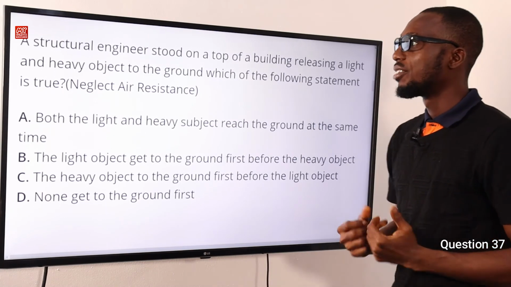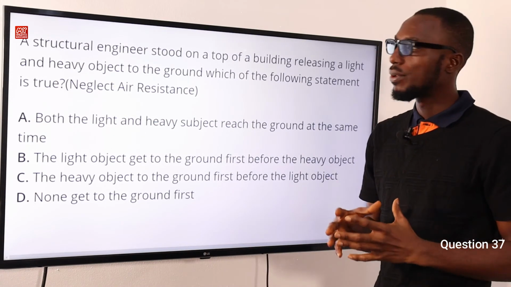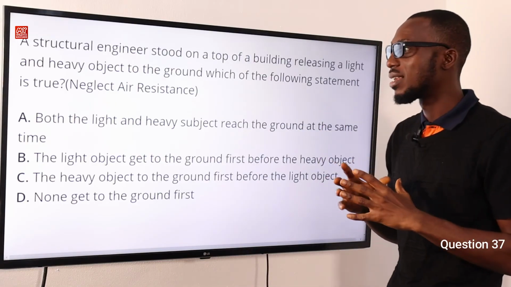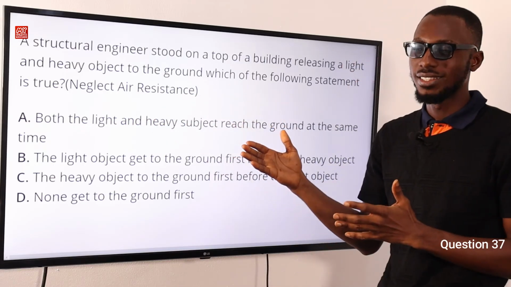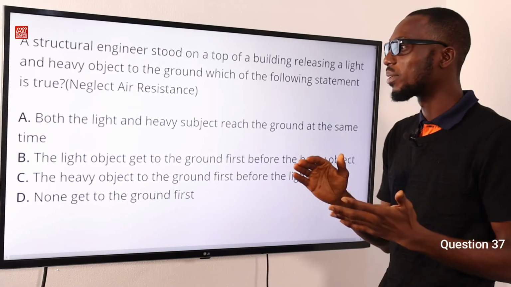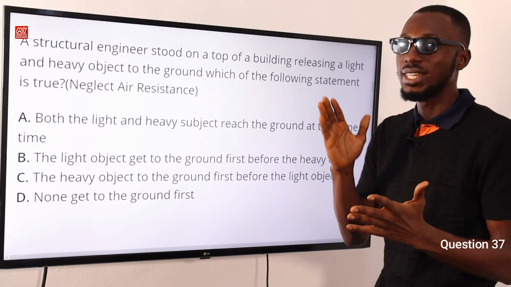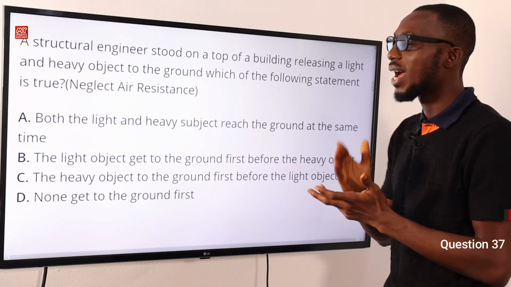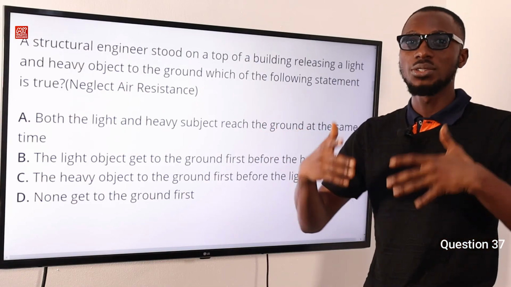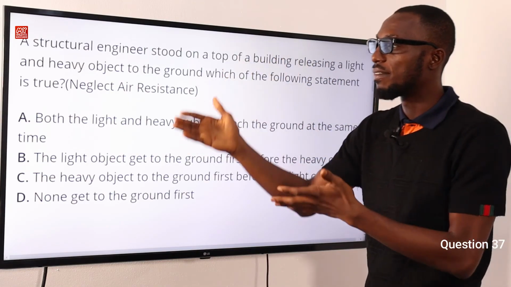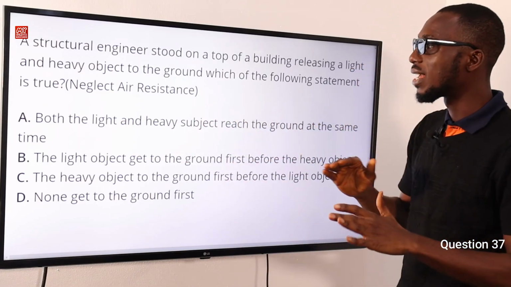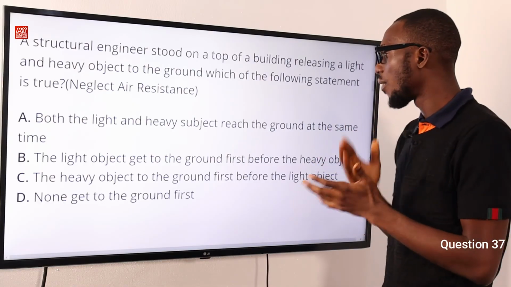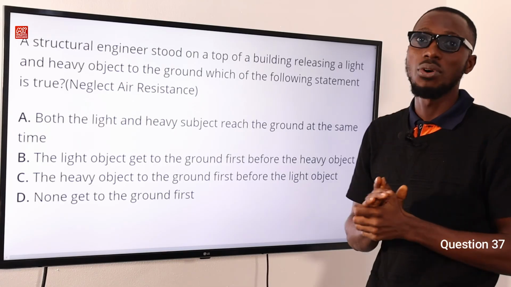Number 37. A structural engineer stood on top of a building releasing a light and heavy object to the ground. Which of the following statements is true? Okay, that's the statement. Now you are given a very important statement as well: neglect air resistance. So if we are asked to neglect air resistance, that is, it is not influential here. Once air resistance is neglected, or it is the same thing as being in a vacuum, that means both the light and the heavy objects reach the ground at the same time. The air resistance is what actually makes the difference in time, where the heavier one hits the ground first or the lighter one hits the ground first. But since air resistance is being removed, that tells you that both the light and heavy objects reach the ground at the same time. So option A is very correct.